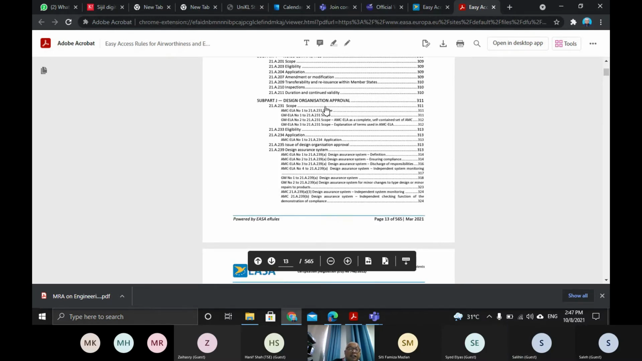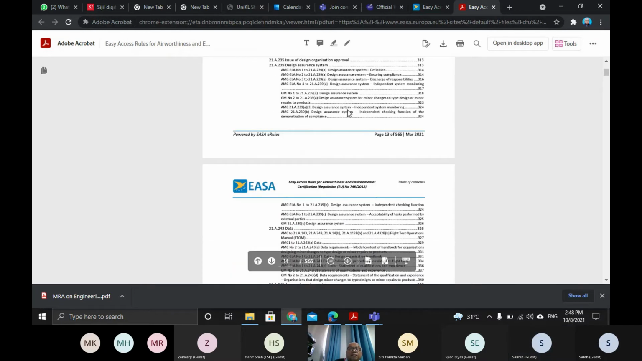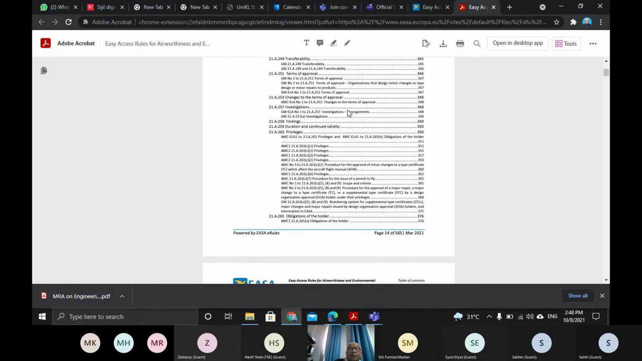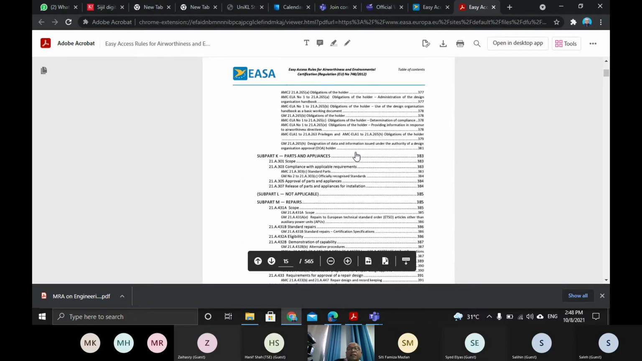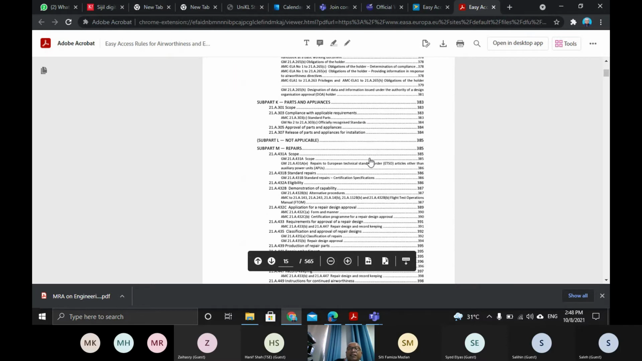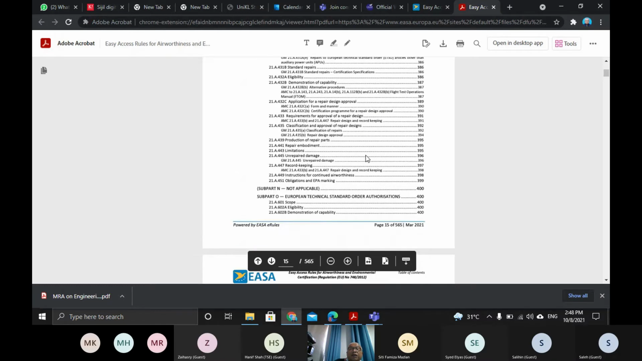You are doing technical services and you want to have approval to approve minor design, minor changes, then you must apply for DOA, Part 21 Subpart J. And then K, parts and appliances. Subpart K is the requirement, the procedure. And we have subpart L, reserved. We have subpart M, repairs. We have subpart N, not applicable. We have subpart O, TSO.